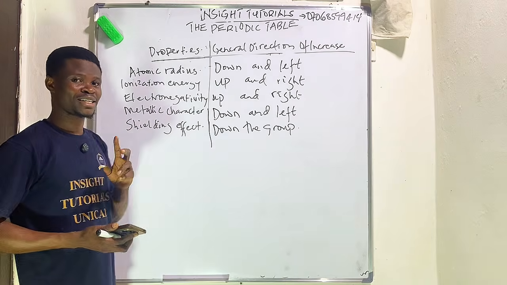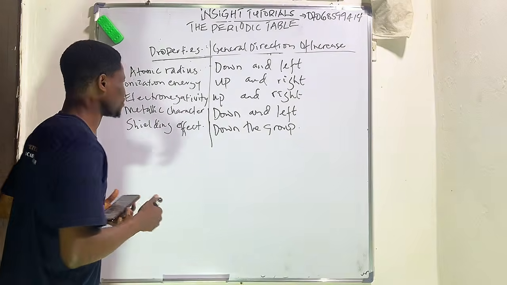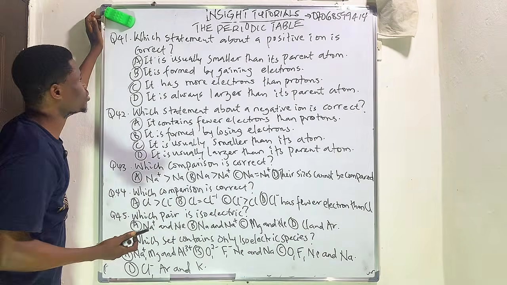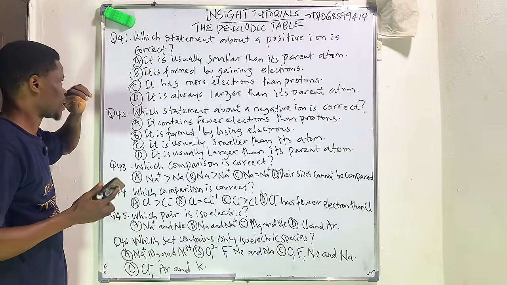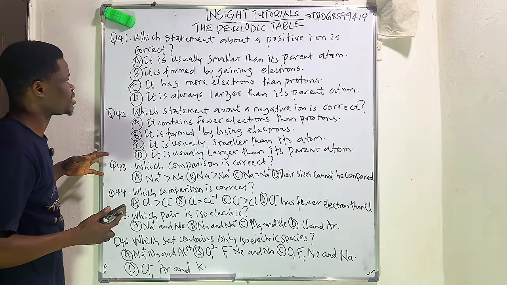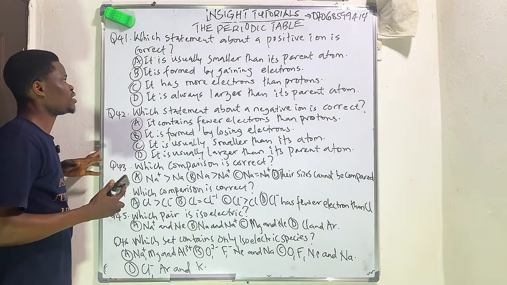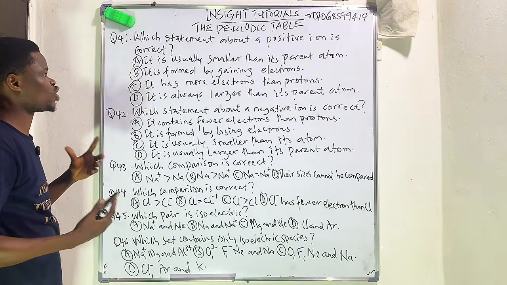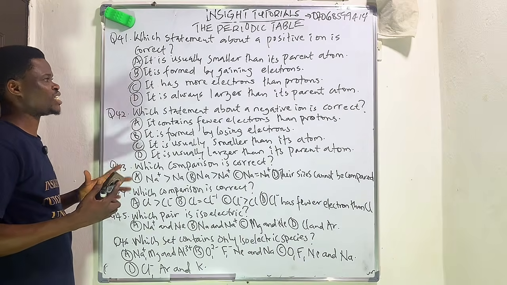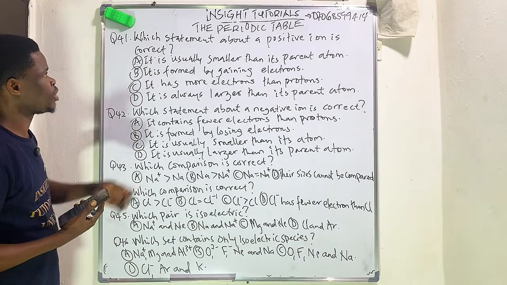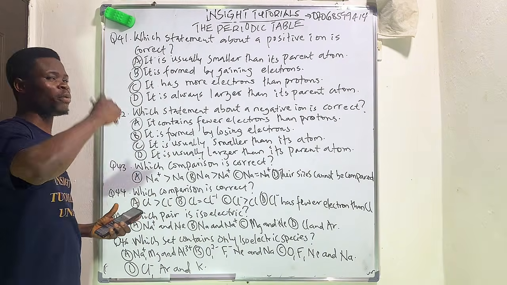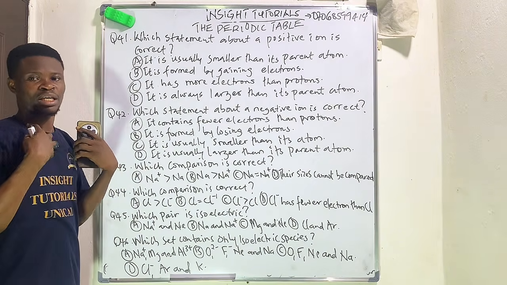And then we go to the last set of questions. All right, question 41 says, which statement about a positive ion is correct? A says it is usually smaller than its parent atom. B says it is formed by gaining electrons. C says it has more electrons than protons. D says it is always larger than its parent atom. Now, when you hear the word positive ion, they are trying to compare the positive ion with its atom.